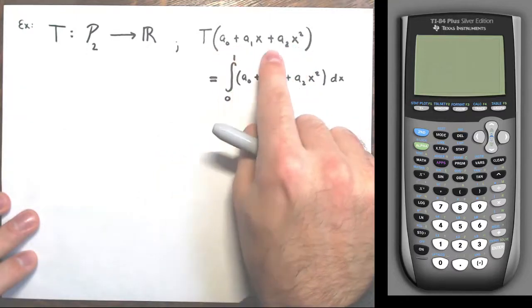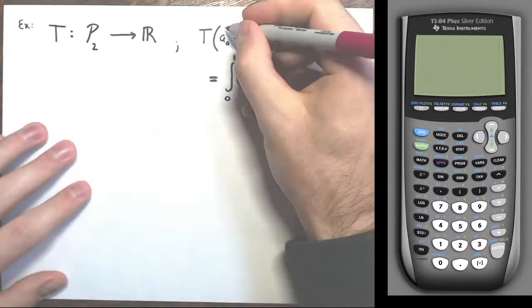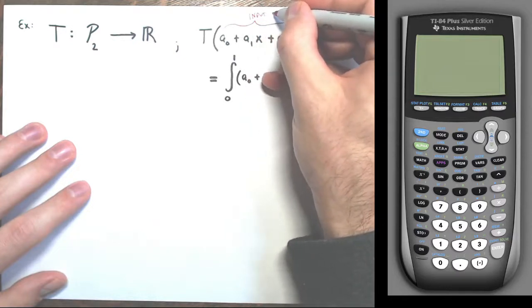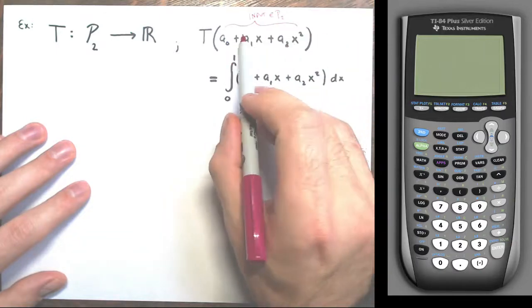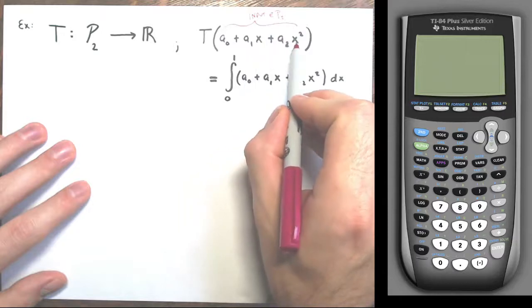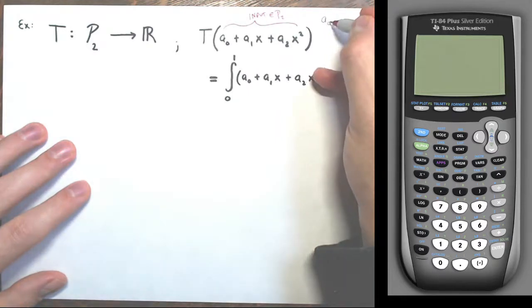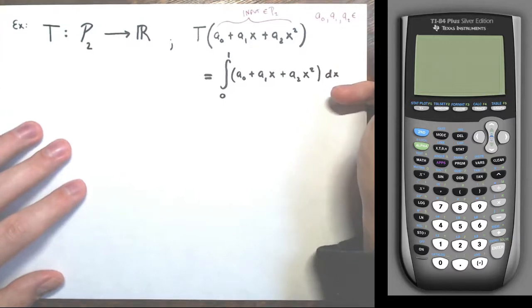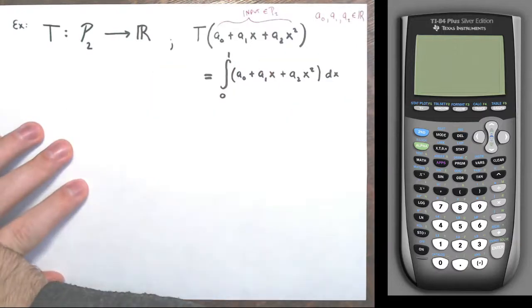My input, the input vector here, is a polynomial of degree 2 or less. Every input belongs to P2. Every polynomial of degree 2 or less looks like this: a0 plus a1x plus a2x squared, where a0, a1, and a2 belong to some field. But typically that field will just be the real numbers, so we'll just be using the real numbers as the field of scalars in most of these.